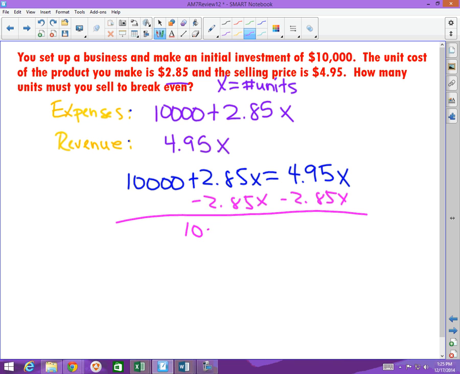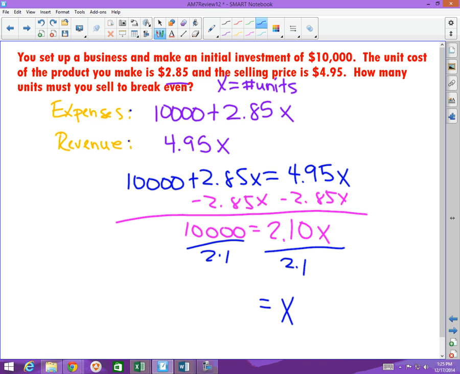Solving for x then, if you subtract 2.85x from both sides, you're going to have 10,000 equals 2.1x. And then if you divide by 2.1, x will equal 4,761.9. So now you have to break even. You can't make 0.9 of a product. So then you need to sell 4,762 units.